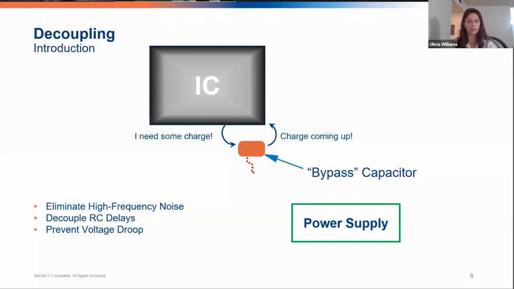In these ways, eliminating high frequency noise, decoupling RC delays, and preventing voltage droop, bypass capacitors eliminate delays in supplying power, which is a critical issue with high performance embedded devices where we need to ensure regulated voltages and keep them within our increasingly tight tolerances. Following some conventional wisdom, we usually mount the bypass capacitors as close to the IC as we can get them.